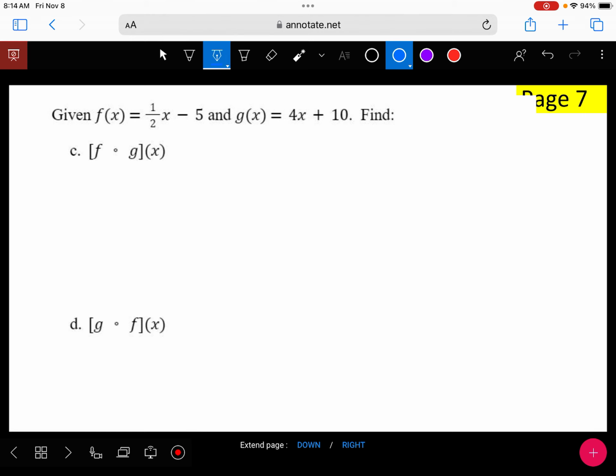So we have f of g of x. Whatever letter comes first, that is the function that you need to write with parentheses. Do you see how f of x says 1/2 x minus 5? I want you to write 1/2 parentheses minus 5. And then in the parentheses, you're going to put g, which is 4x plus 10.